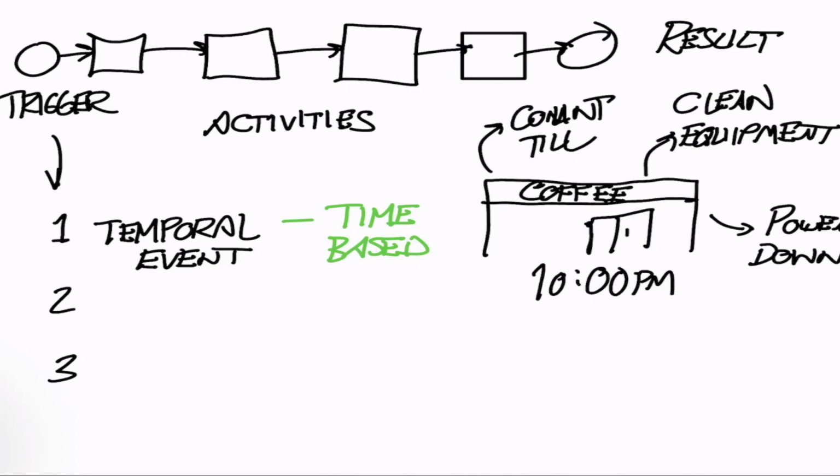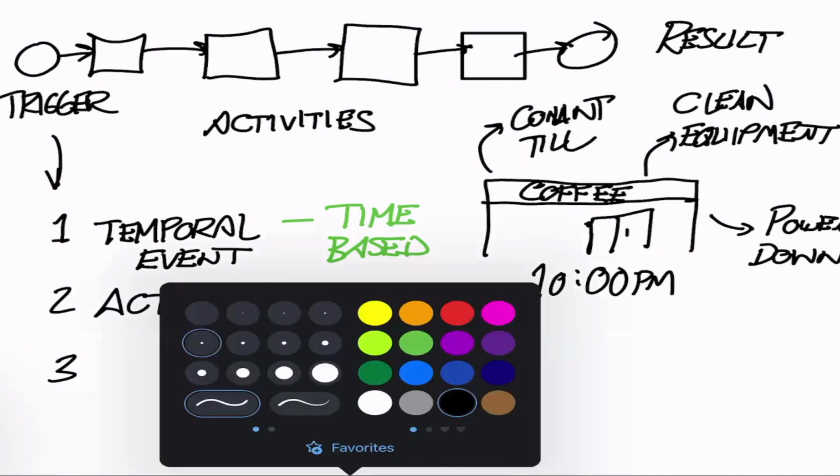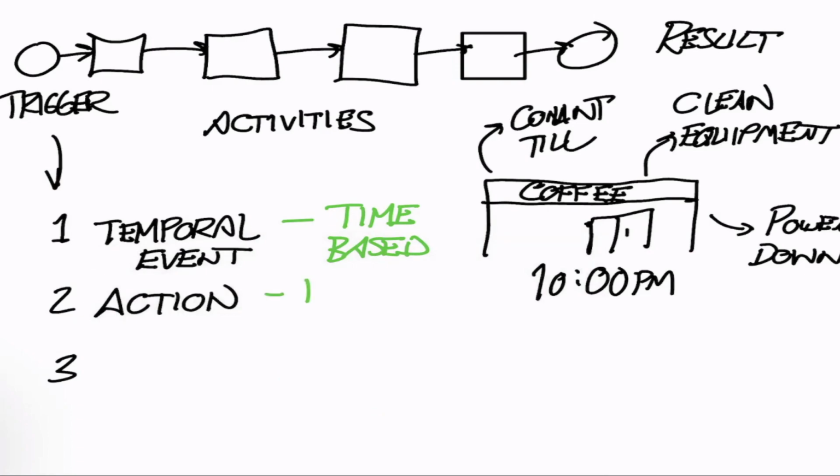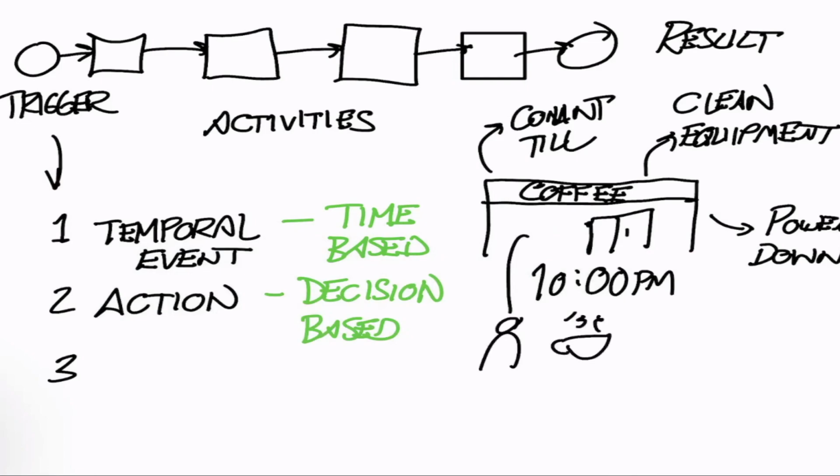The next is an action-based trigger, and an action tends to be decision-based. What do we mean by that? Somebody is coming into the shop. I have a customer. They want to order their coffee. They make a decision to come to the store, to enter and to purchase a specific coffee. Just say they want a mocha. Again, another decision.